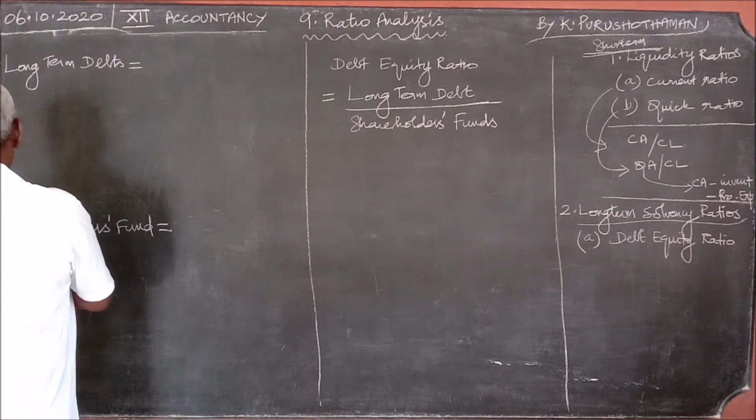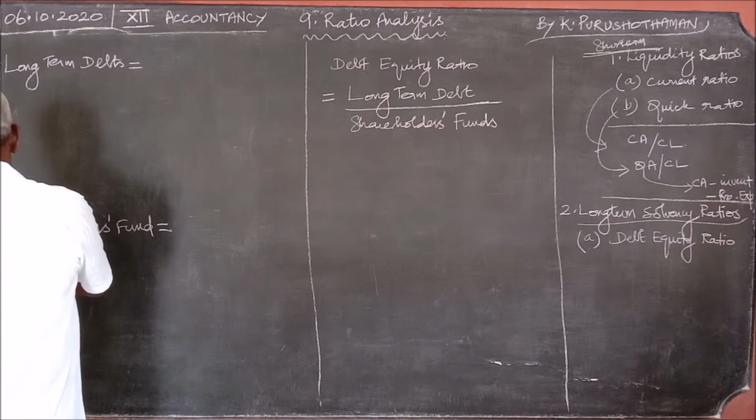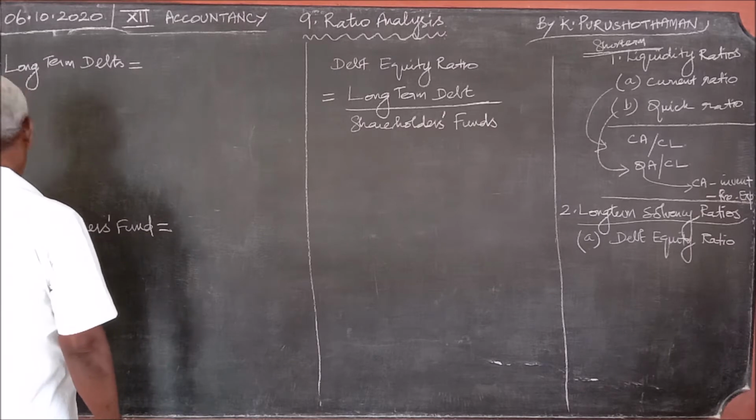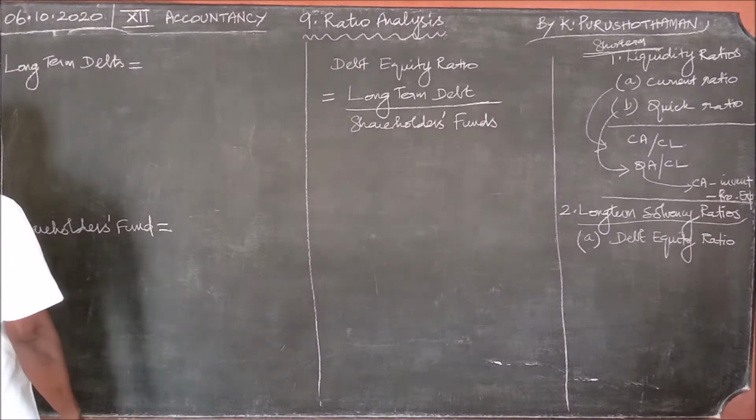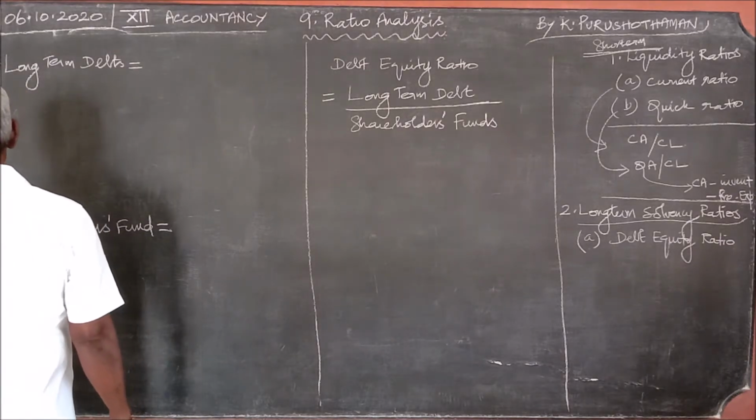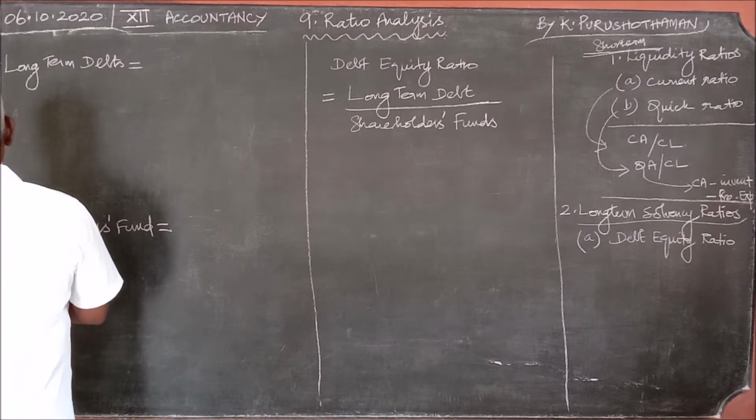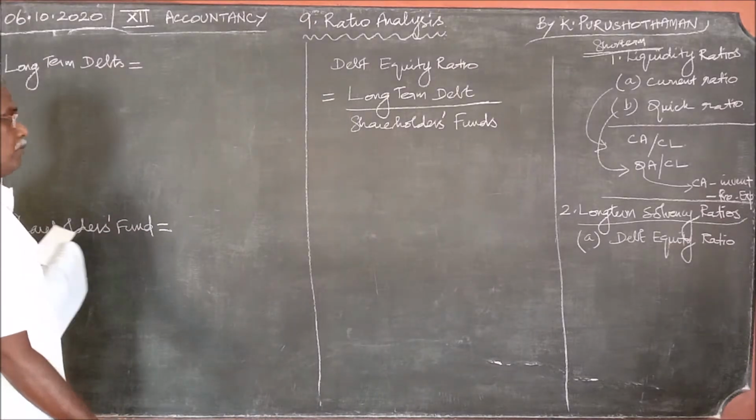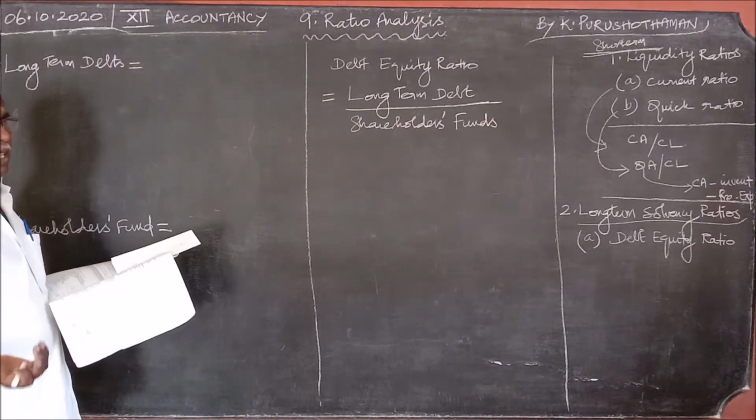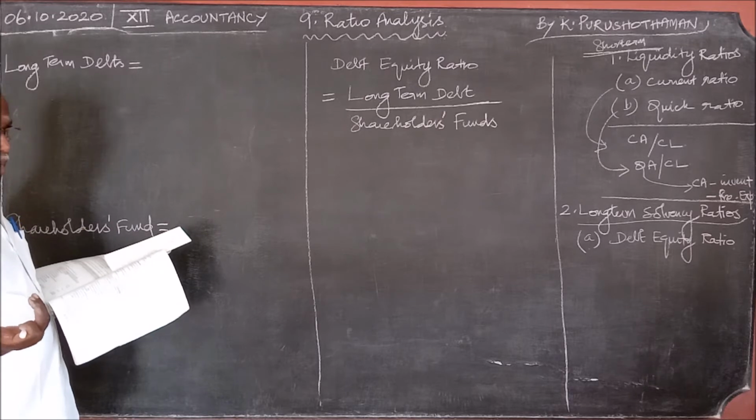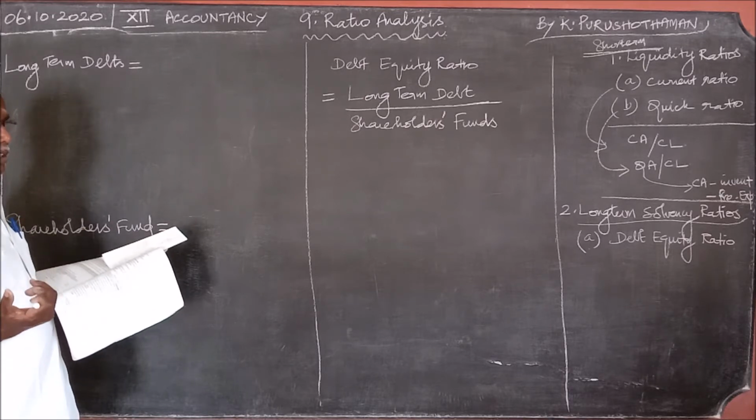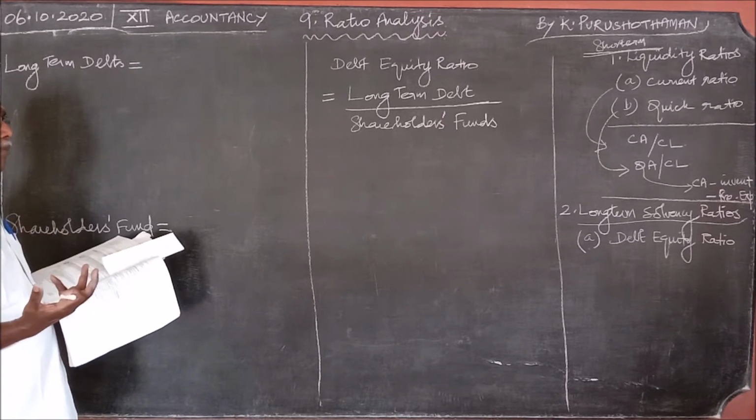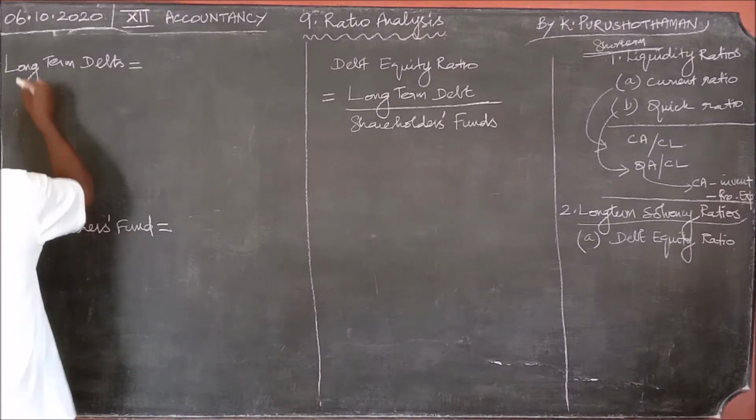And we should see what are the items given in the problem. Only we can take those things. The first one is long-term debts. What are the long-term debts here? Under this I said, what are the items? Debentures, then the next one is bonds, third one long-term borrowings, long-term loan. And out of these four items, what is given in illustration 4?